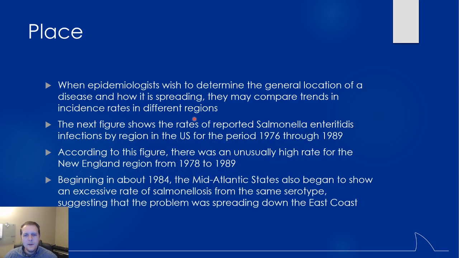So when epidemiologists want to determine the location of a disease and how it's spreading, they can compare those trends in particular areas to other areas or regions. For instance, here we're going to show you a figure looking at salmonella enteritis occurring in the U.S. between 1976 and 1989, showing different geographic locations to compare and contrast, to see whether there are any changes occurring here. And we'll see that there are certainly pretty high rates in New England versus some of the other areas.